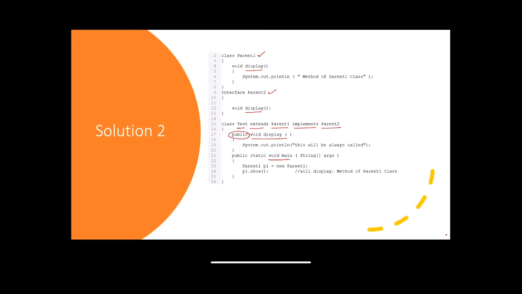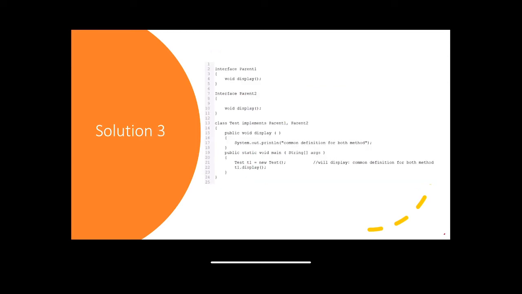Now over here, you can see that in the main function, you are having an object P1 of my parent1 class. So when you call the display method using this P1 object, you can see that P1 object belongs to the parent class. So the display method that is nearest to the parent class is this one. So the message that will be printed will be method of parent1 class.